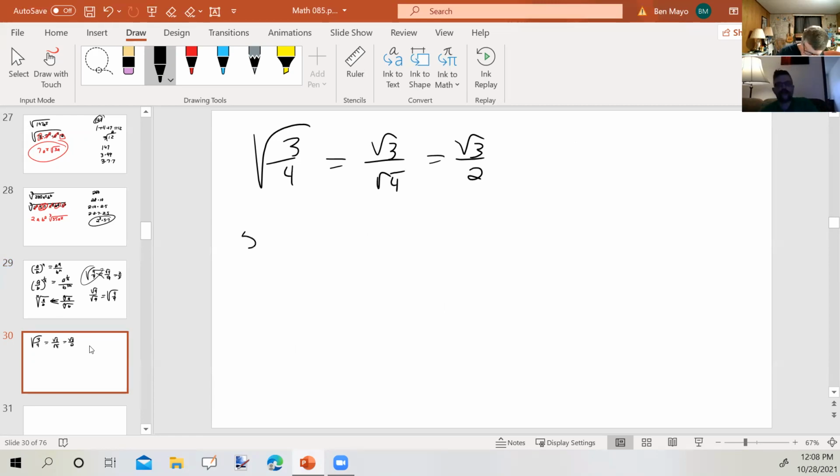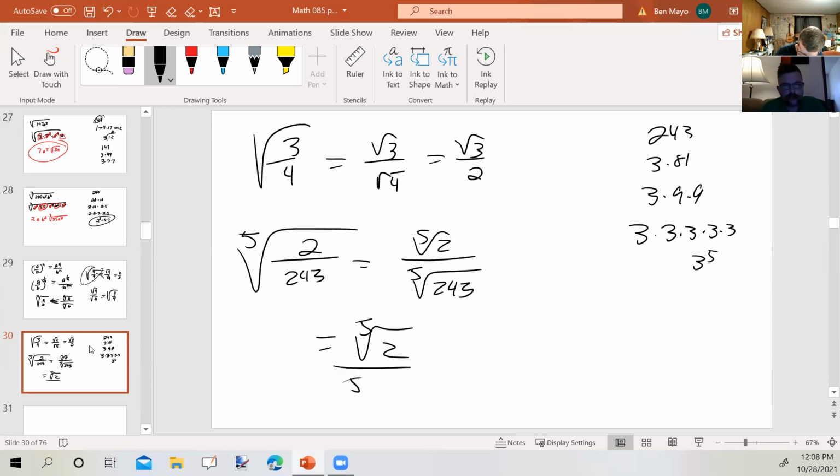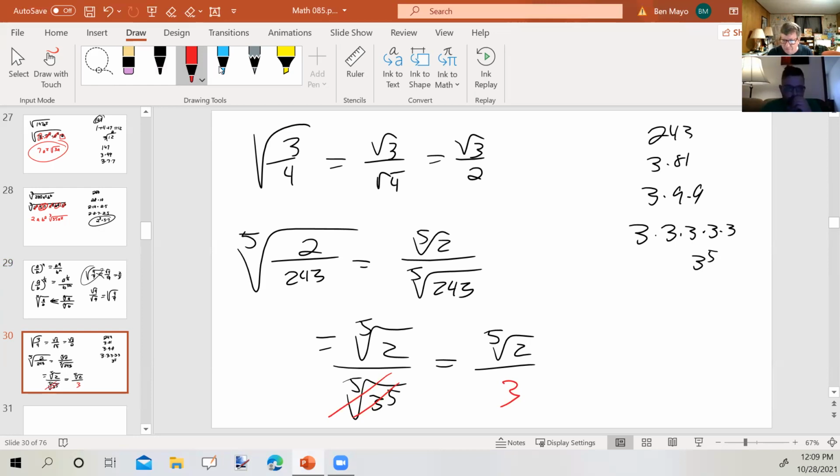Let's say I've got the 5th root of 2 over 243. Well, that's the 5th root of 2 over the 5th root of 243. But 243 is 3 times 81, which is 3 times 9 times 9, which is 3 times 3 times 3 times 3 times 3, or 3 to the 5th power. So this becomes the 5th root of 2 over the 5th root of 3 to the 5th power, which is the 5th root of 2 over 3, because the 5th root of 3 to the 5th is 3. All right. I'm sorry, am I getting too excited? I'll try and mellow out here.